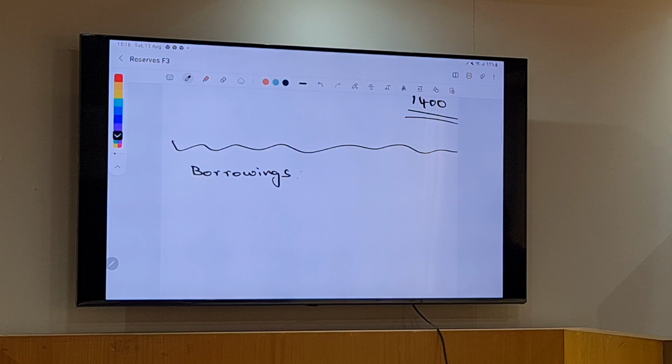Borrowings. Sometimes you can also call them lendings, borrowings. Lendings: I give you, I lend. You receive, you borrow. So this is mainly our liabilities. If you divide, there are two types of liabilities: current liability and non-current liability.